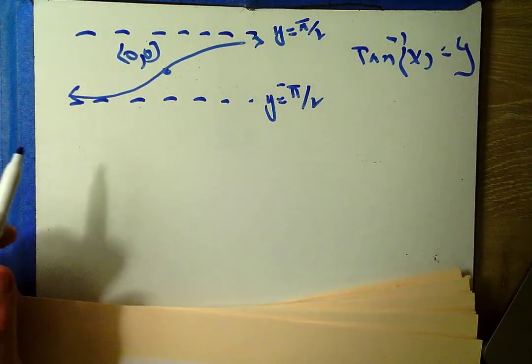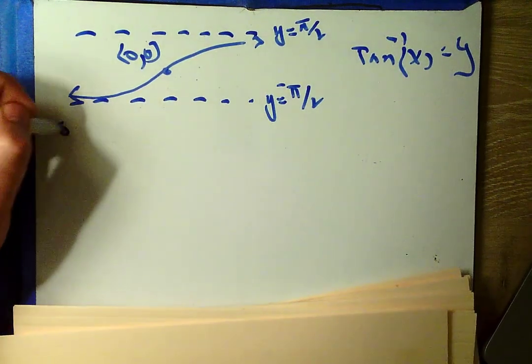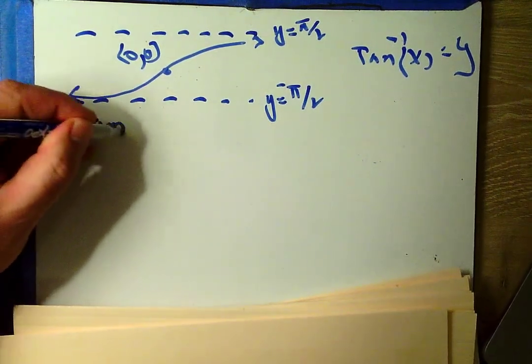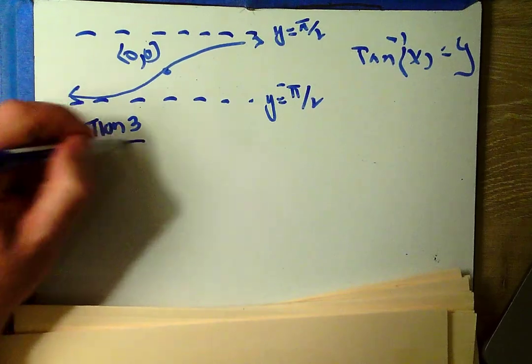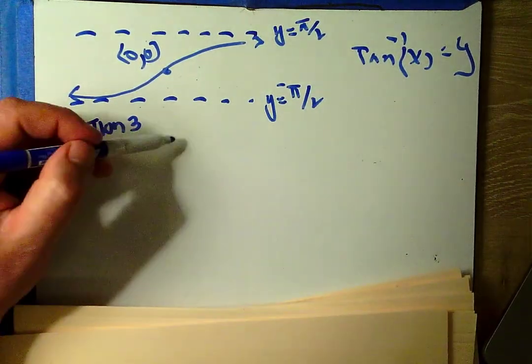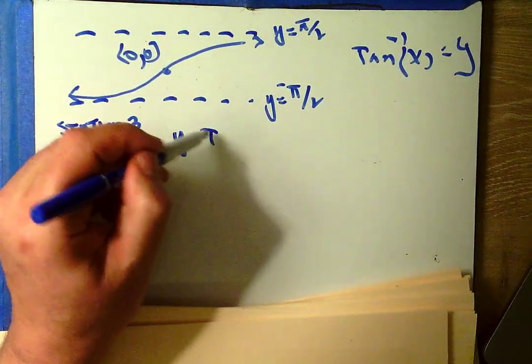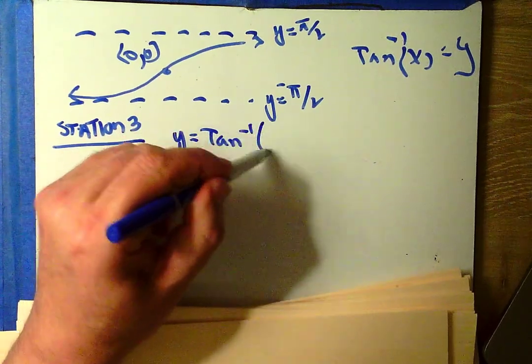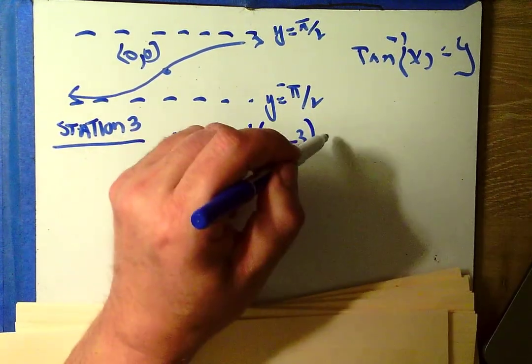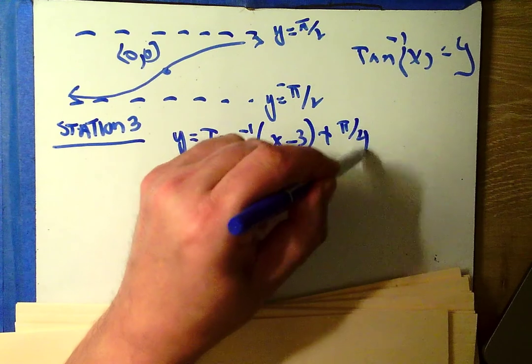Okay, but what are we asked to graph here in station 3? Station 3, we're asked to graph y equals tangent inverse of x minus 3 plus pi over 4.